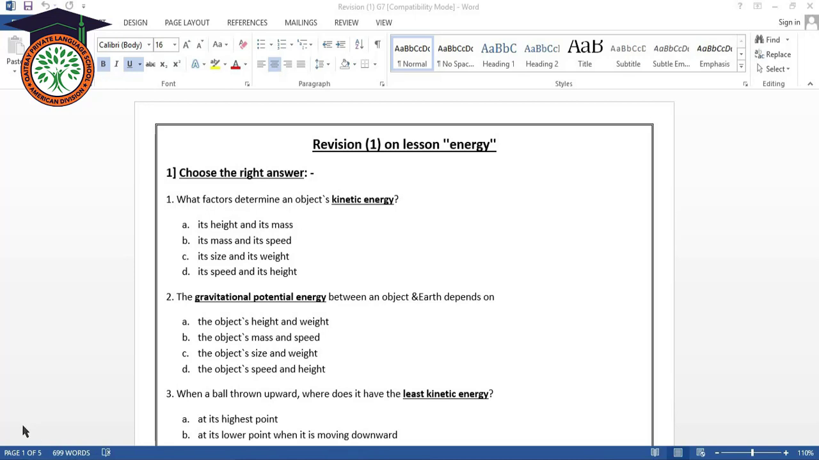Today we are going to solve the revisions with each other. So let's start with revision number 1 on lesson energy. Question number 1 is choose the right answer.